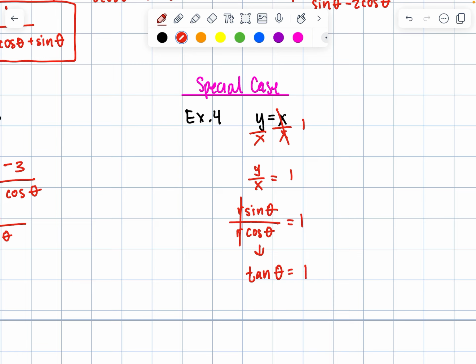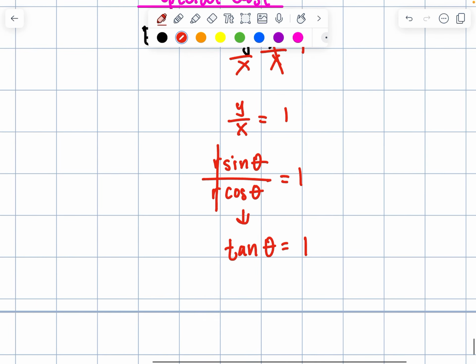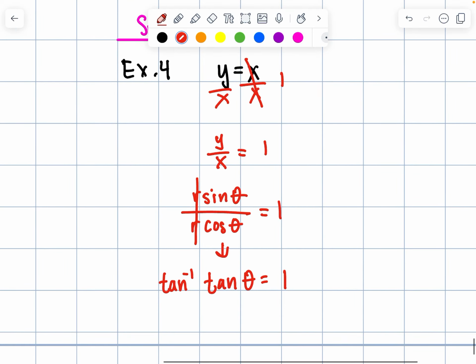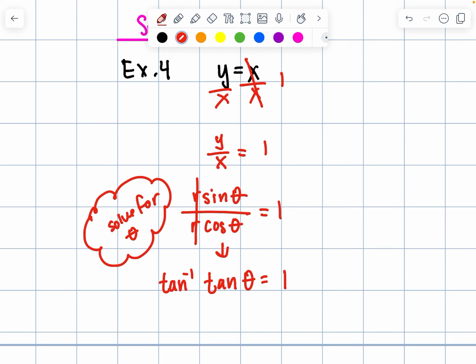And tangent theta is equal to 1 has two solutions, typically. Well, a lot of solutions. You want to get theta by itself in this particular case. Since the r canceled out, you want to solve for theta this time. Inverse tangent both sides. 1 goes inside the group. Theta will then be equal to 45 degrees if you do this in your calculator.